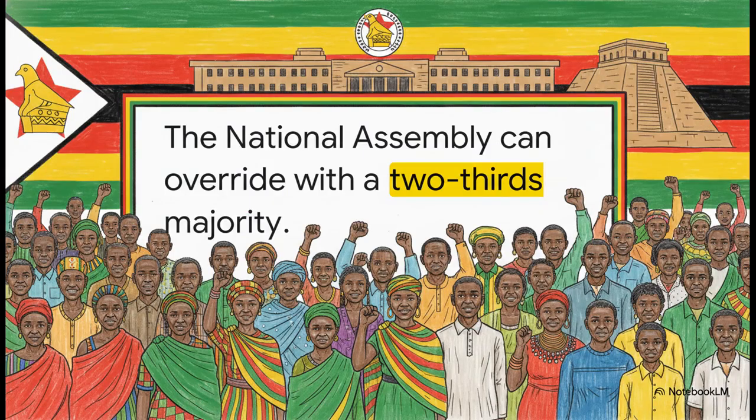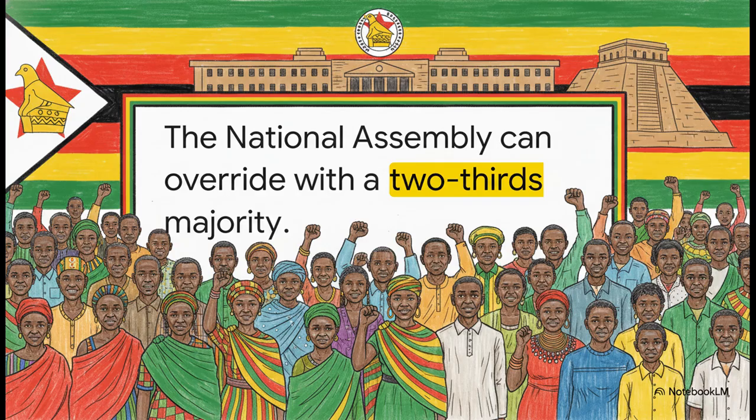But wait, what if they don't agree? You know, what if Parliament says yes to a rule, but the President says no way? Well, the Constitution actually has a backup plan for this. If the president sends the rule back, Parliament looks at it all over again. If a very large number of the lawmakers, we're talking 2/3 of the National Assembly, still vote for it, they can pass it anyway. The president must then sign it.